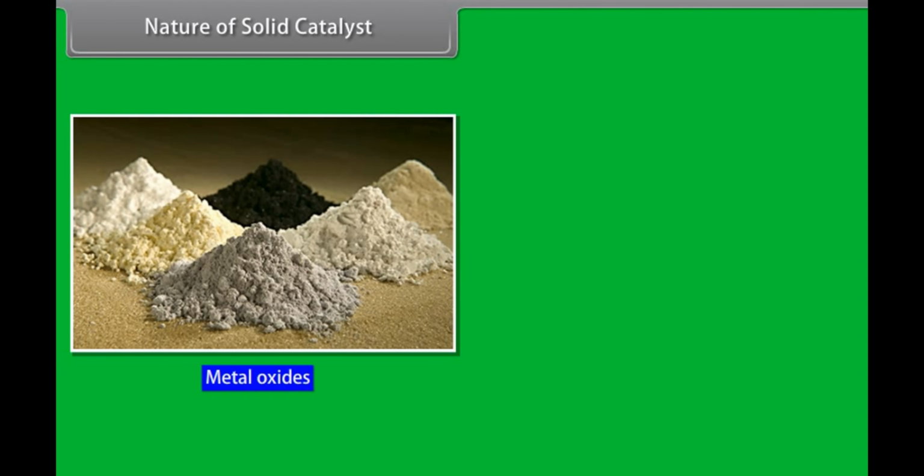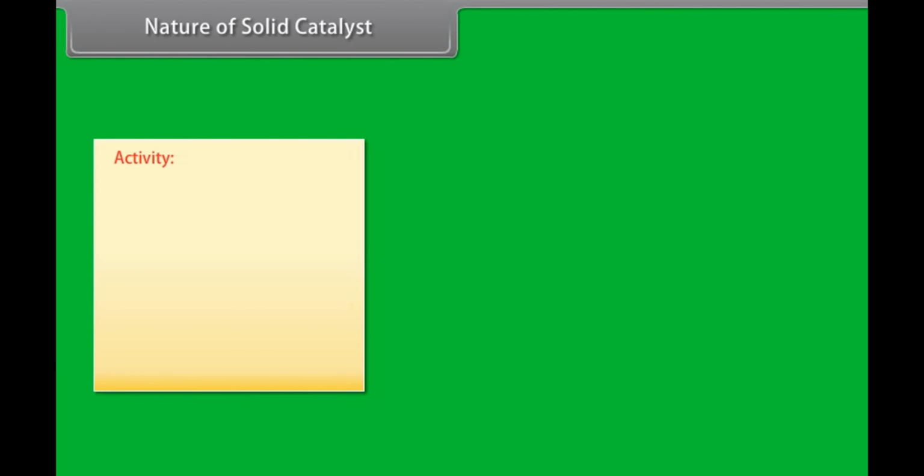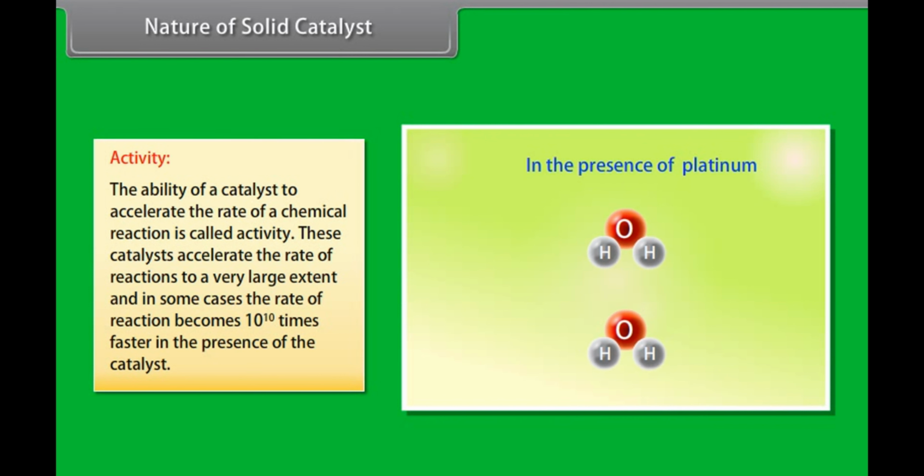Nature of solid catalyst. Metals, alloys of metals, metal oxides, metal sulfides, or mixture of these are generally used as solid catalyst. The two important aspects of solid catalysts are activity. The ability of a catalyst to accelerate the rate of a chemical reaction is called activity. These catalysts accelerate the rate of reactions to a very large extent, and in some cases, the rate of reaction becomes 10^10 times faster in the presence of a catalyst.